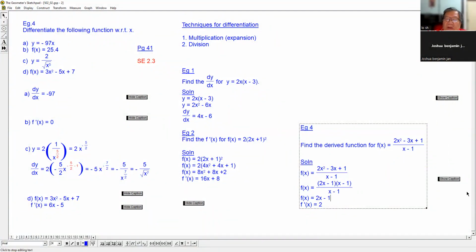So far, as I've said, what you have been doing is simplifying the function. You have not differentiated yet. So 2x minus 1 is still known as f(x). It is not f prime x. Now you differentiate 2x, you get 2. Differentiate a number, you get 0. So the answer is f prime x equals 2.